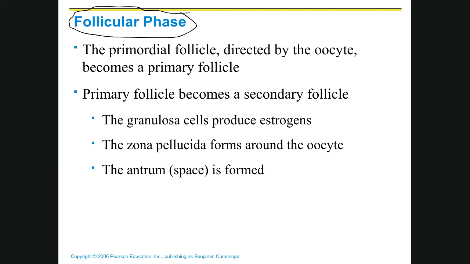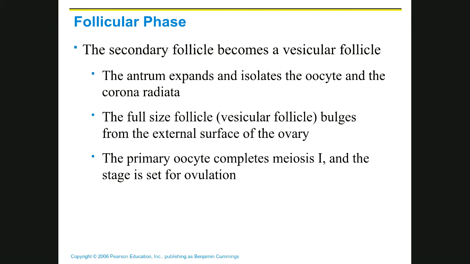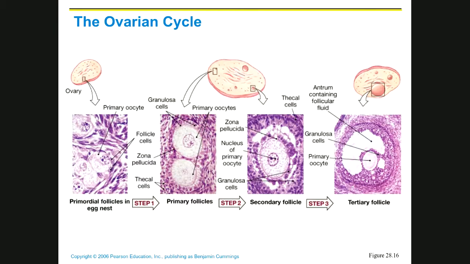So our primordial follicle is going to become a primary follicle. It's going to add these granulosa cells. Granulosa cells are going to make estrogen. We're also going to form a layer around the oocyte, which is going to protect it. That's called the zona pellucida. And we're going to form that space, the antrum, full of fluid. And so there's our primordial follicles. Here you can see the primary ones. There's our granulosa cells. And again, they're going to begin to make estrogen. And so estrogen is going to begin to go up.